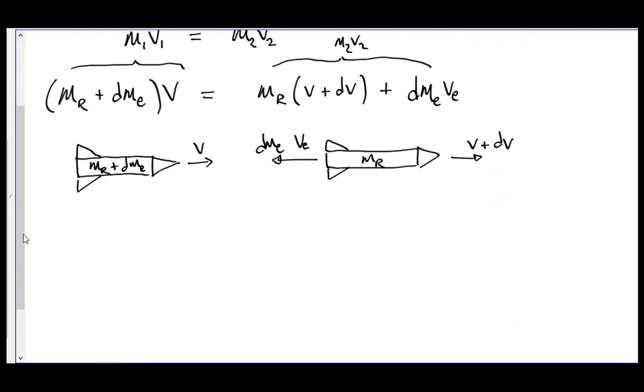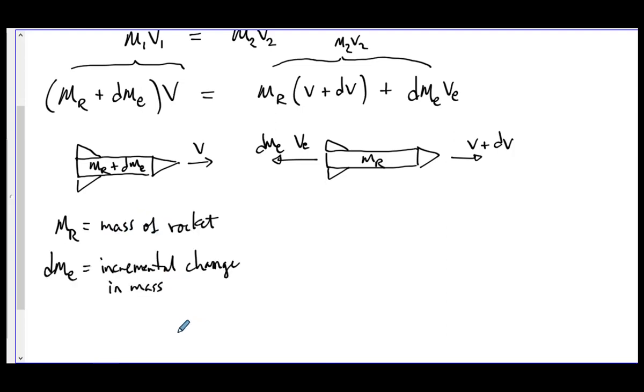So I can better define all of these little variables just to be clear. This is the mass of the rocket. I'm going to call that some incremental change in mass, some quantity of mass that's been expelled from the rocket. It's ejected as exhaust. And then there's the velocity of the rocket. That would be the initial velocity. Then we also have this velocity of the exhaust.